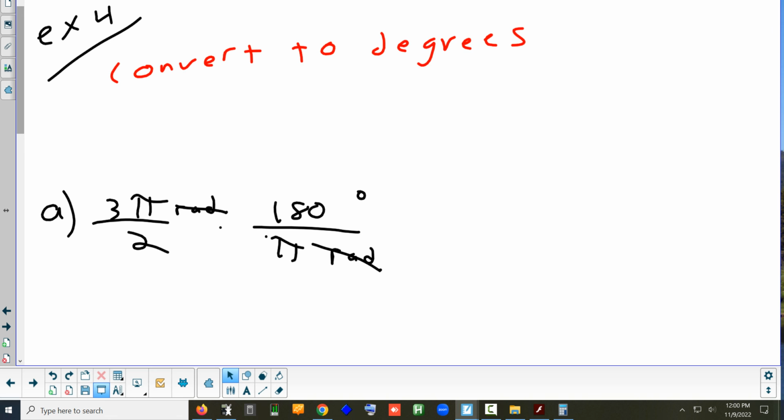Radians is gone. Pi is gone. And 2 goes into 180 how many times? What's 3 times 90? 270. And what's the unit on my answer? Do I need a symbol? Yes. If I don't, that's 270 radians. Now it's degrees.